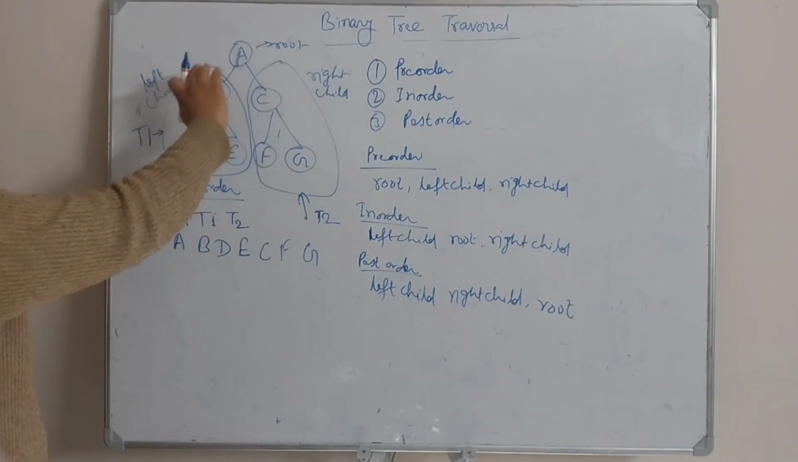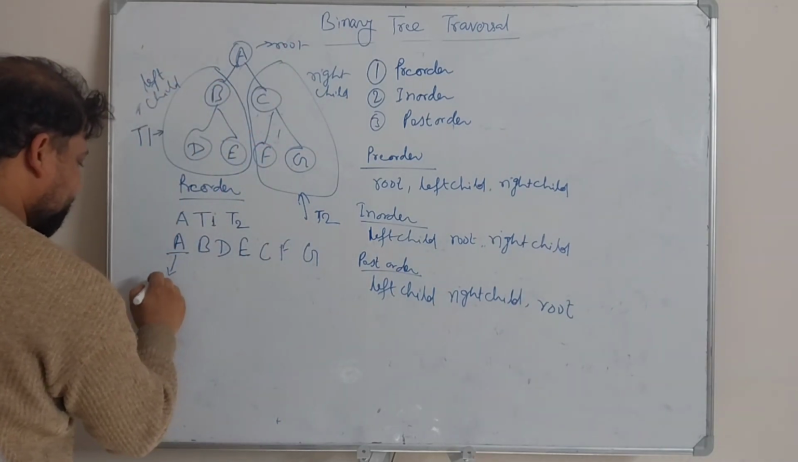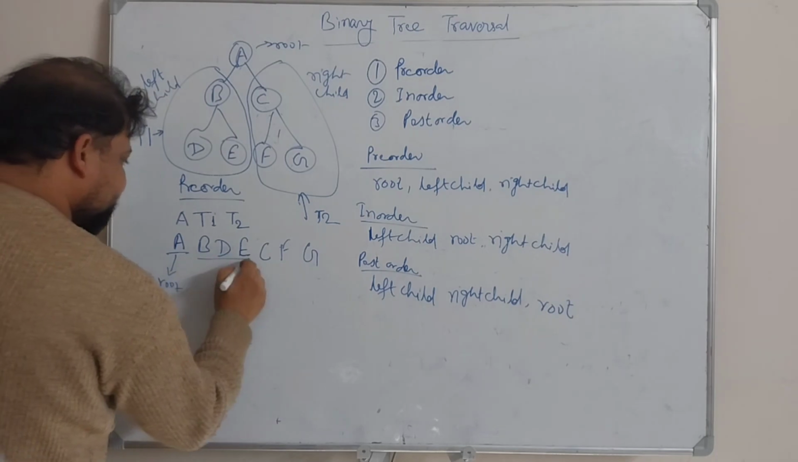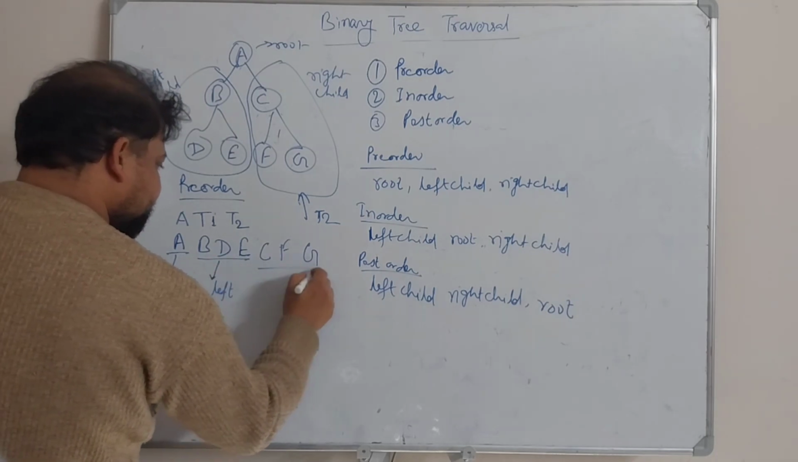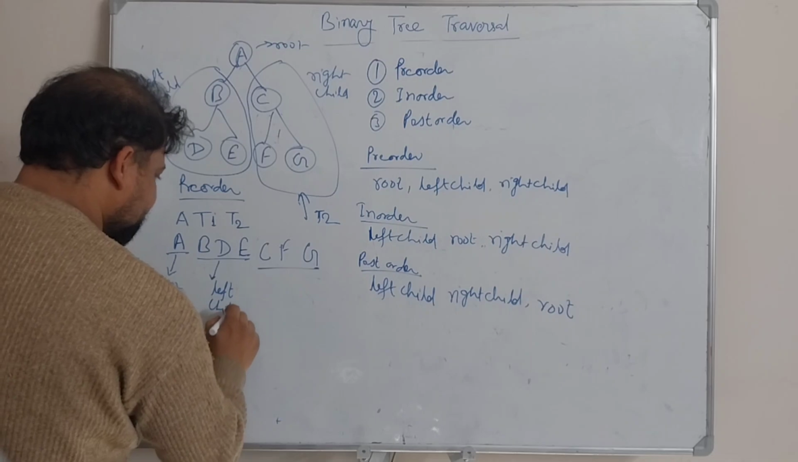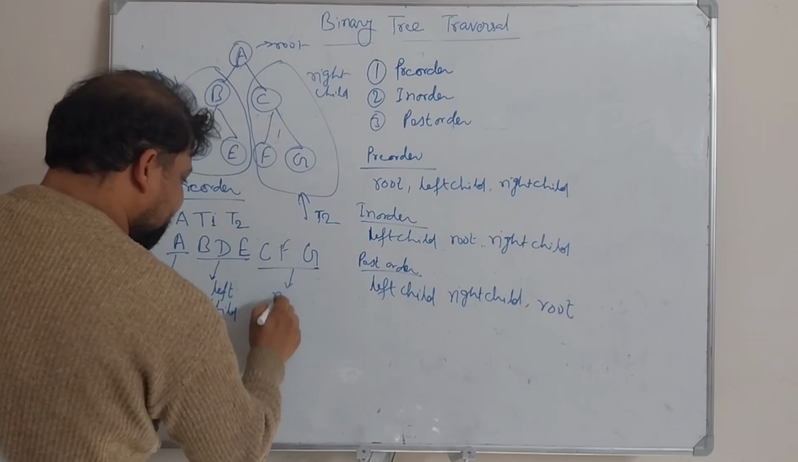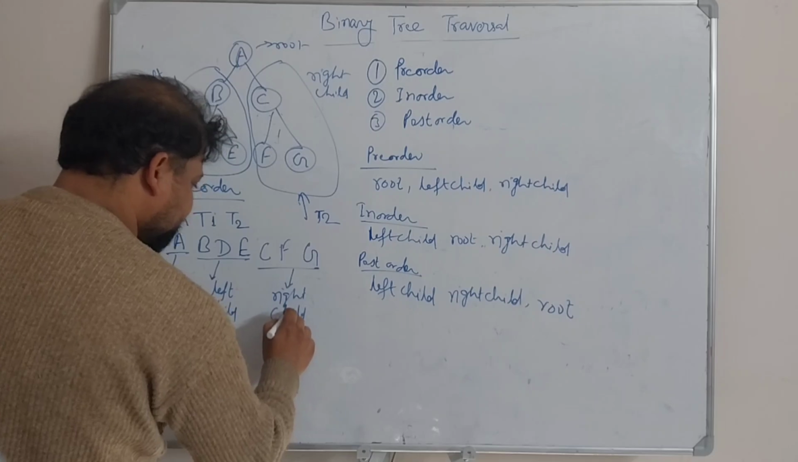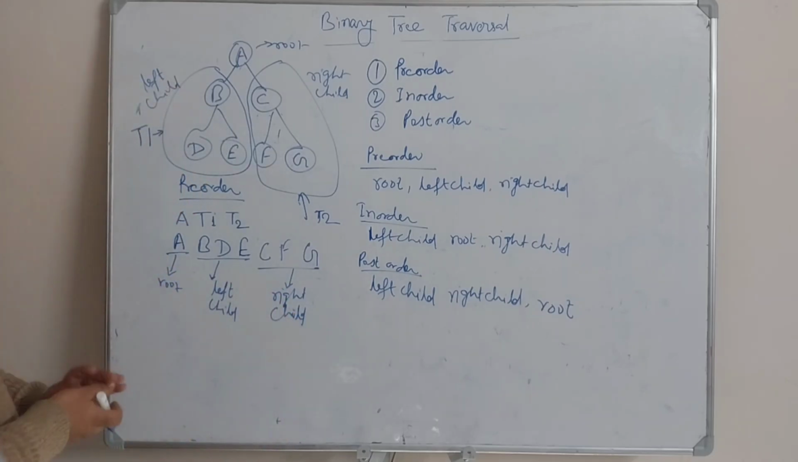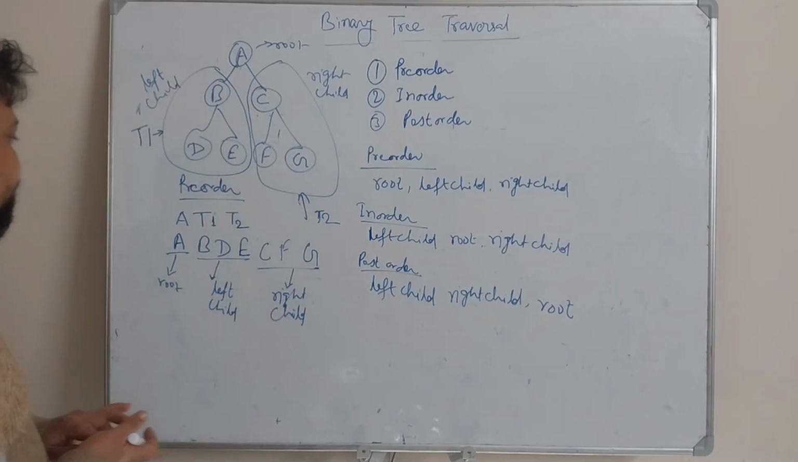So that is the sequence. If you see this tree, this part is the root, this part is the left child, and this part is the right child. Clear? So that is there in case of preorder.